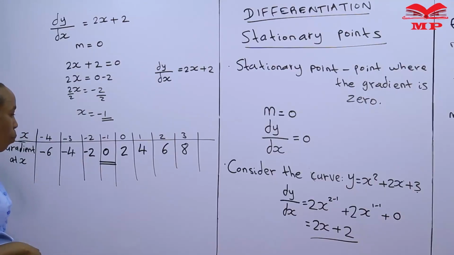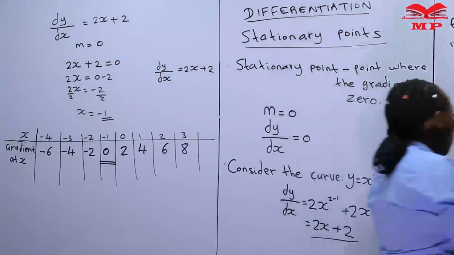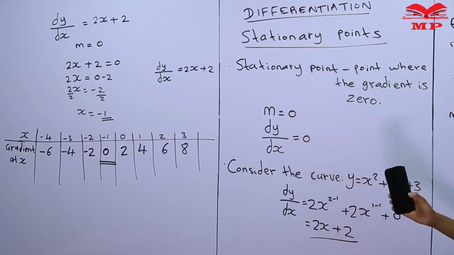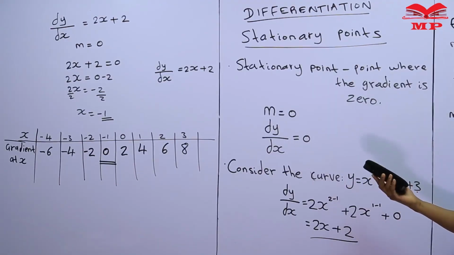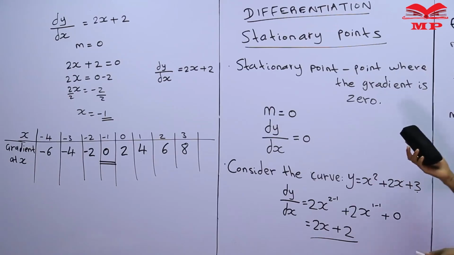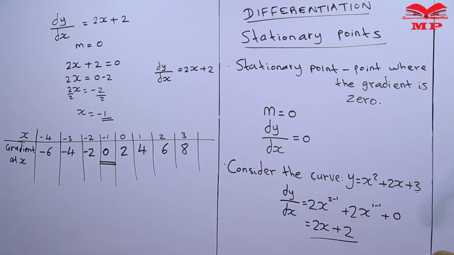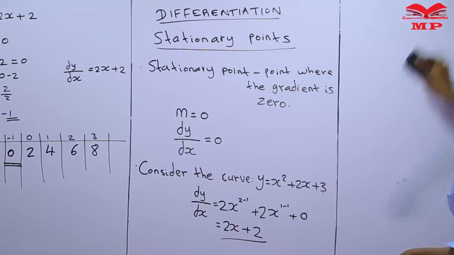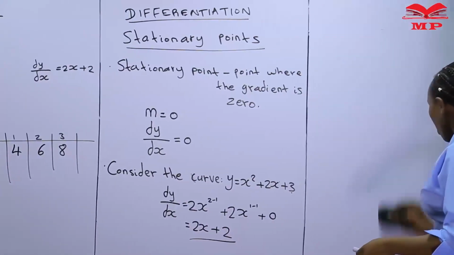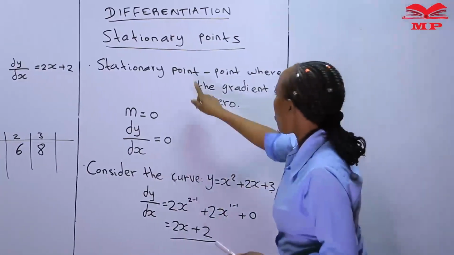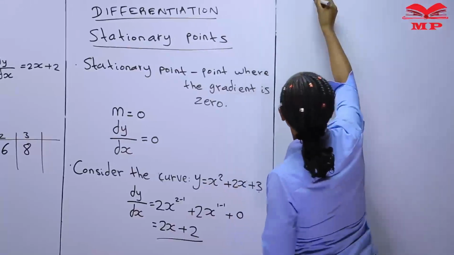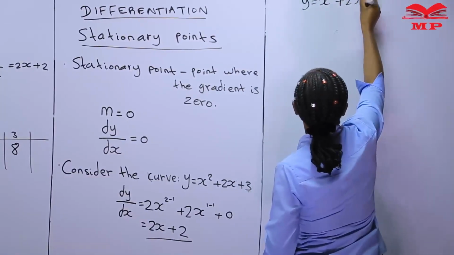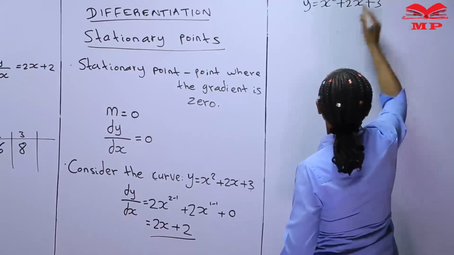Now, if we are to plot this curve, I want us to understand clearly what we mean by a stationary point and what the nature of the stationary point is. We have seen that a stationary point is a point where the gradient is equal to 0. So I want us to plot this curve, that is y is equal to x squared plus 2x plus 3.